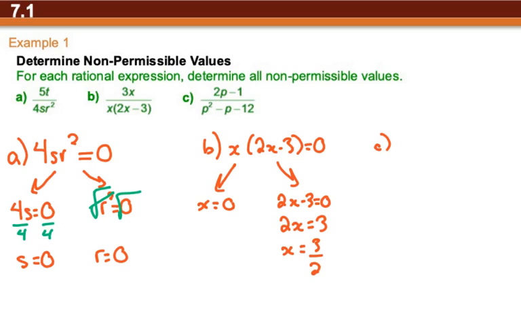C, again, same process. We'll take the denominator, we'll make it equal 0. But we can't go straight to splitting this up in C. We actually need to factor this equation in order to be able to solve it. So with A and B, they had already been factored or were not factorable. With C, because we have multiple terms, we do need to factor it. So to factor this, we need two numbers that both multiply to negative 12 and also add to negative 1. That would be negative 4 and 3.